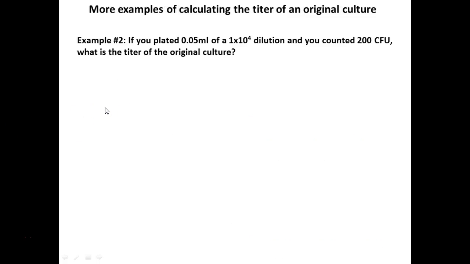So here's another example. If you plated 0.05 of a 10 to the 4th dilution and you counted 200 CFUs, what's your titer? So how would we set this up? 200 divided by 0.05 times your dilution factor, which is 1 times 10 to the 4th. Like that.